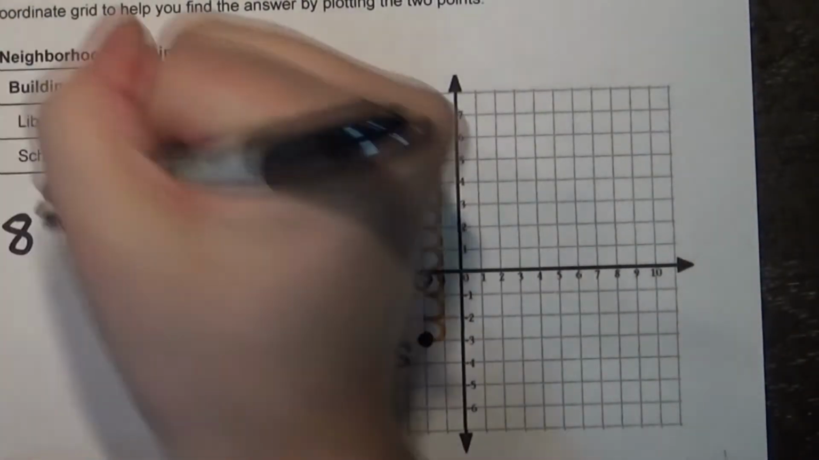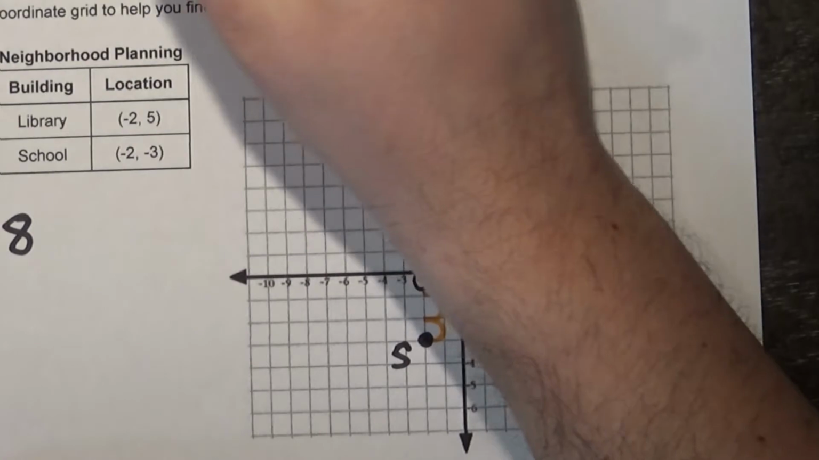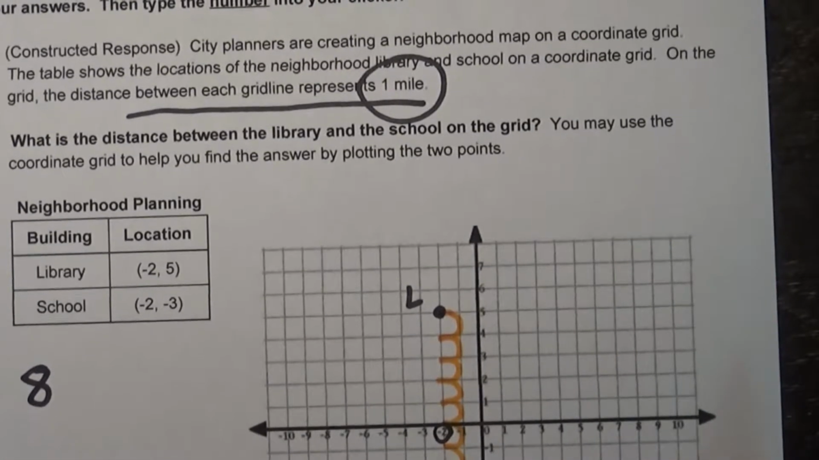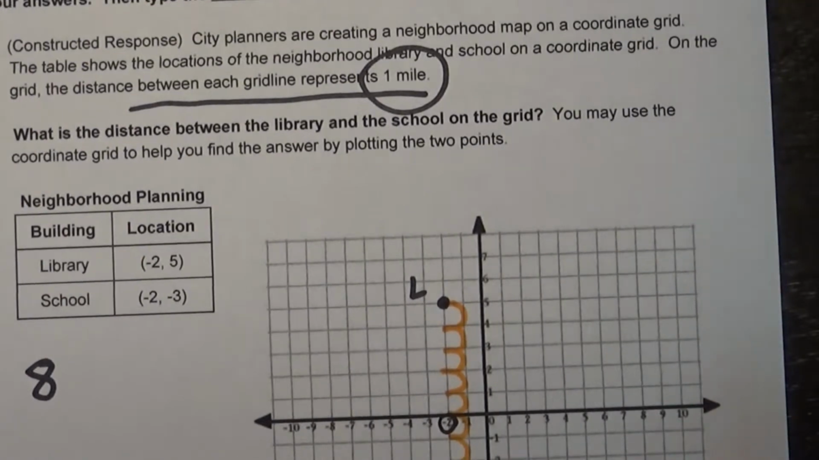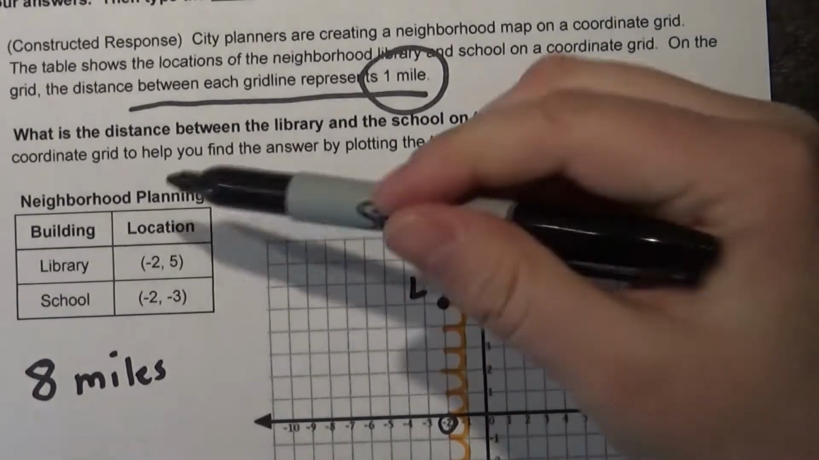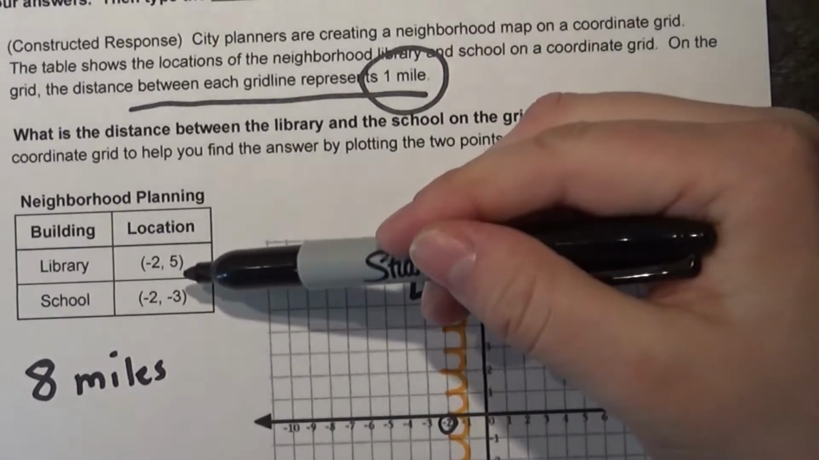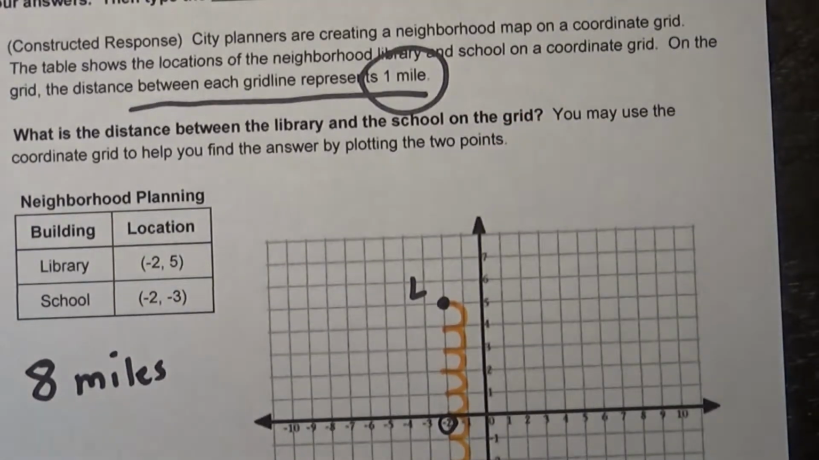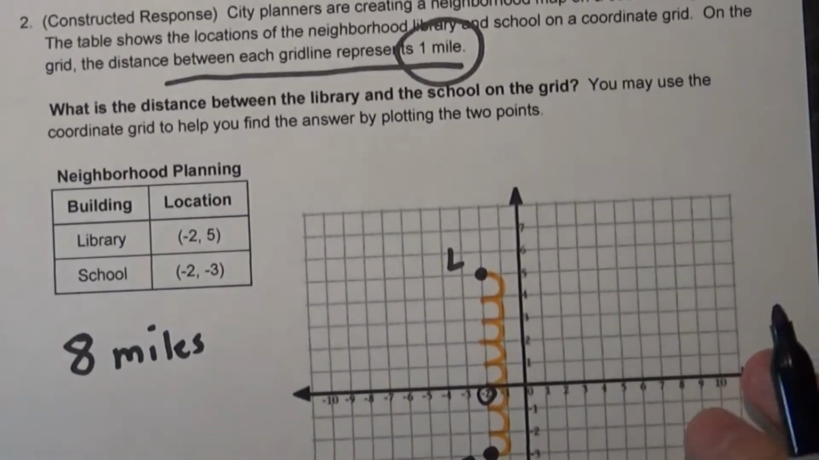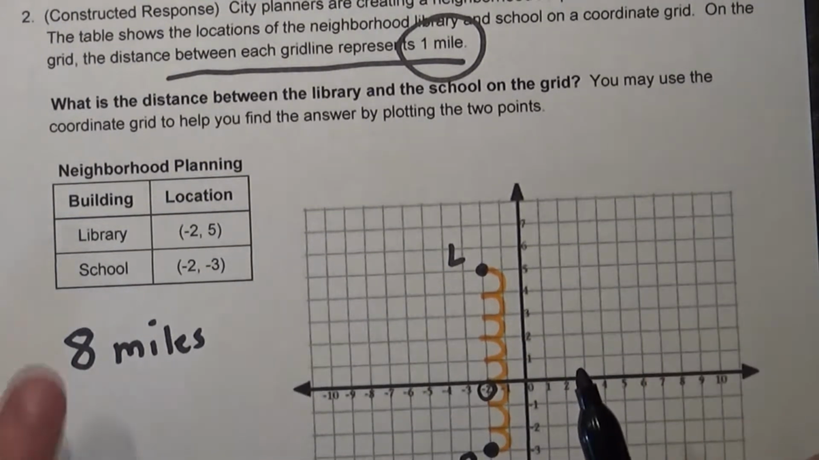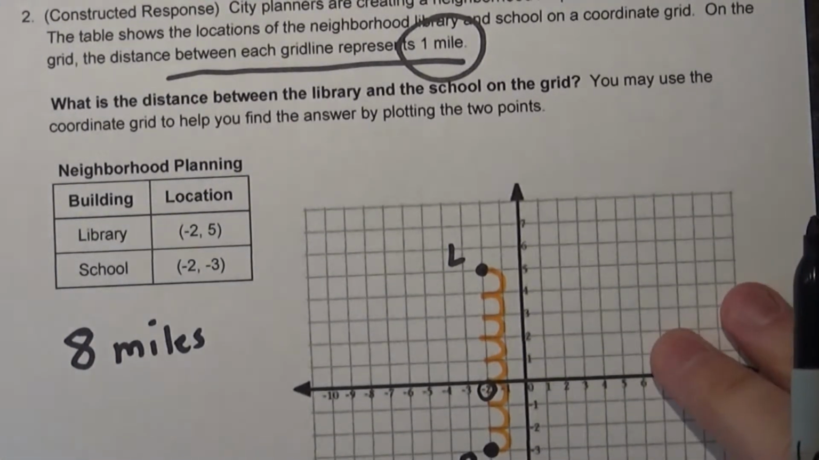If there's 8 spaces, I have to remember that each space represents 1 mile. Oops, and you didn't see that in the video, but I just circled 1 mile in the problem. That means there's 8 miles. If you like the idea of subtracting, I could take 5 minus a -3, that's 5 plus 3, which is also 8 miles. So overall, this one looks intimidating with the grid and all, and it seems tough. If we just plot those points, it's pretty easy because we're just counting the number of spaces. All right, so there we go with number 2.